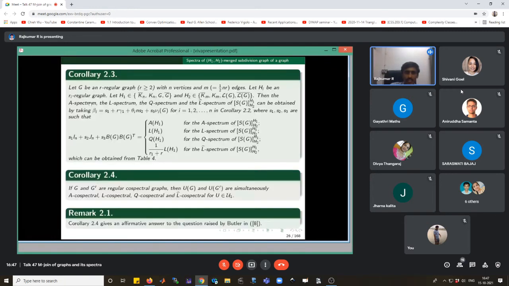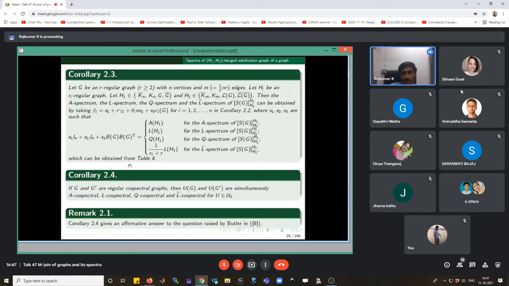And some more results in this direction. G is r-regular graph and H1 is r-regular, and H1 is a graph from these four types of graphs, and H2 is one of these graphs among these four types of graphs. Then we obtain the A spectrum, L spectrum, Q spectrum, all these four types of spectrum. We obtain this by substituting the beta values in the corollary, and the S1, S2 values are given here.